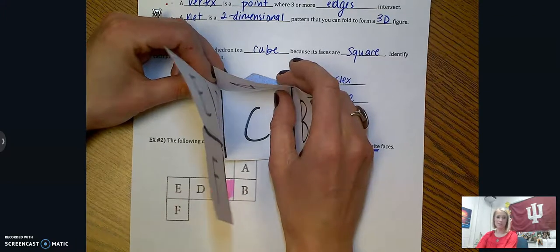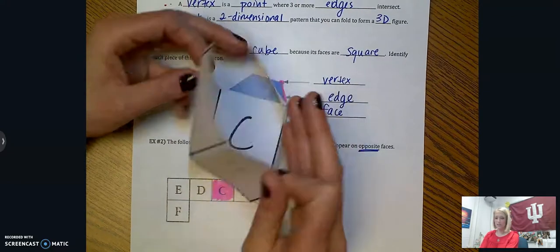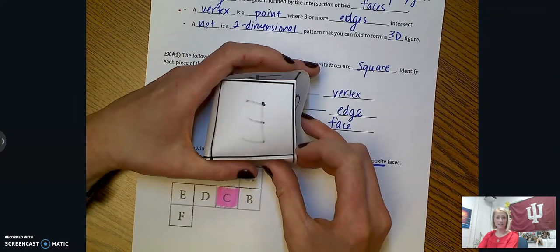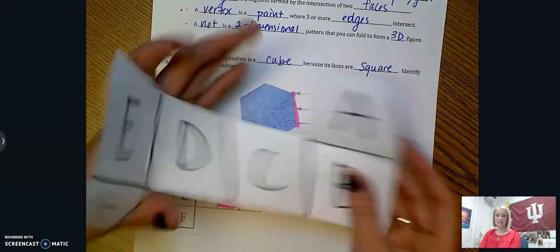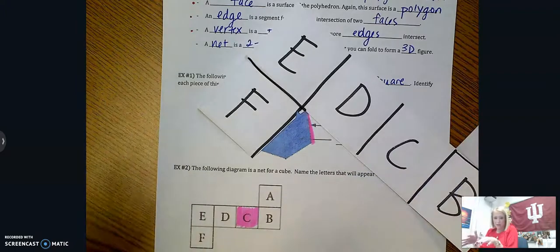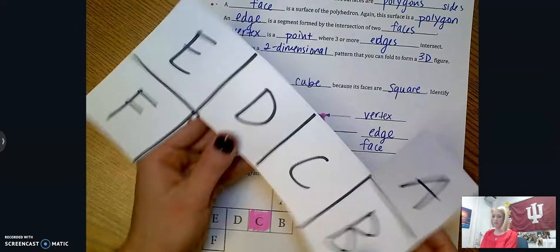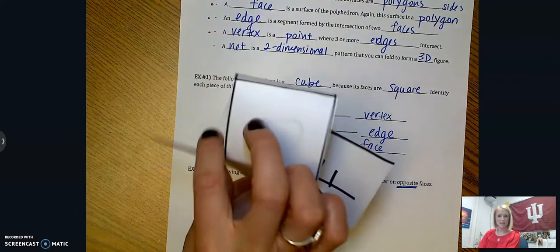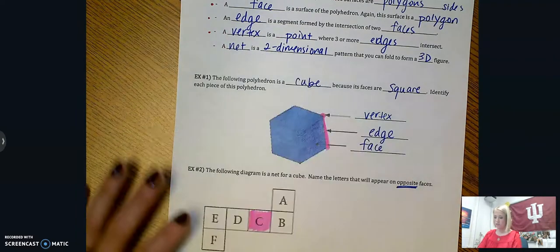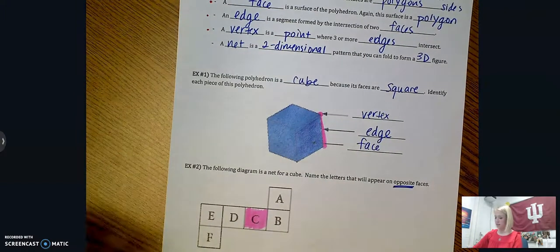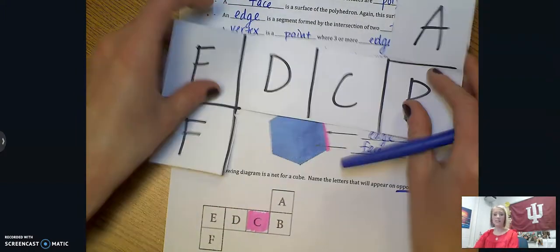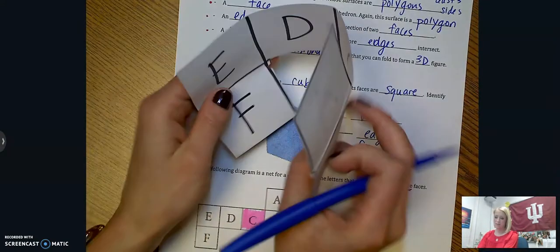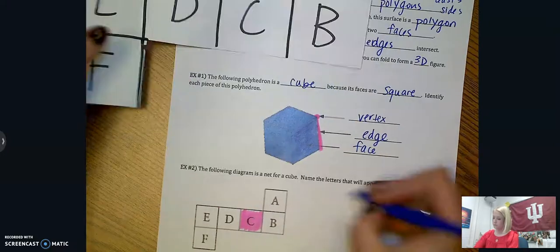This might be a terrible demonstration, I don't know. And then E would come over top to make the top of the cube, and F would fold down like that. And maybe you don't need that. Maybe you can just look at this and fold it up in your mind and say, oh yeah, those would be across from each other. But if you can't see it, E and C would be across from each other. So I'm going to start there. And they want me to list all the faces that are opposite. So E and C would be across from each other.